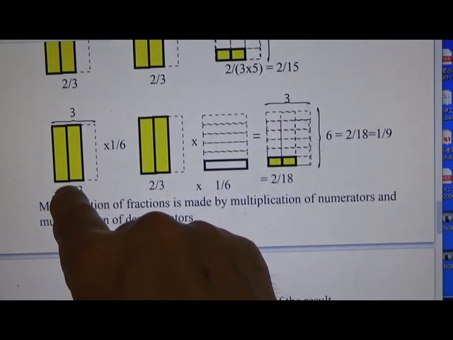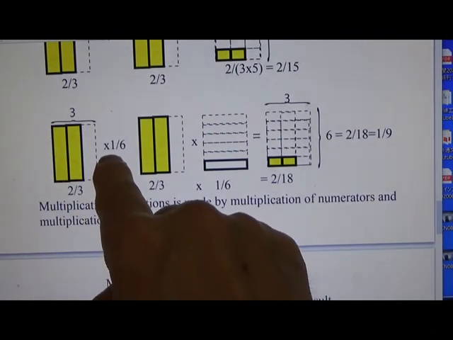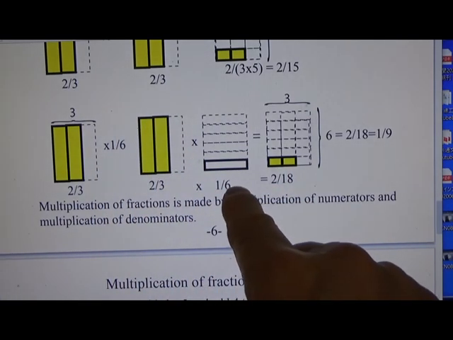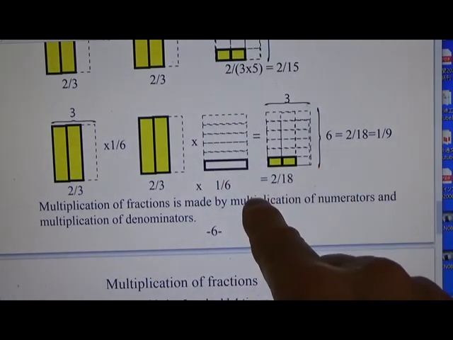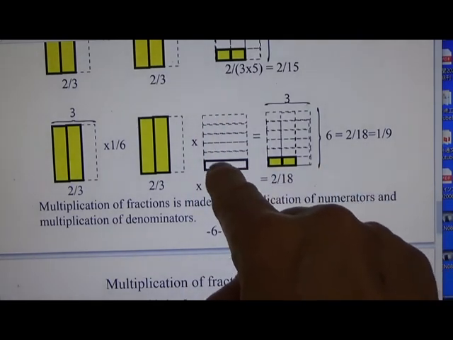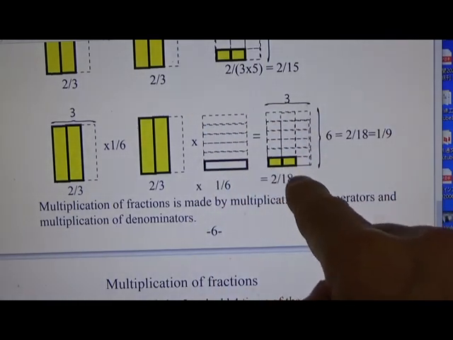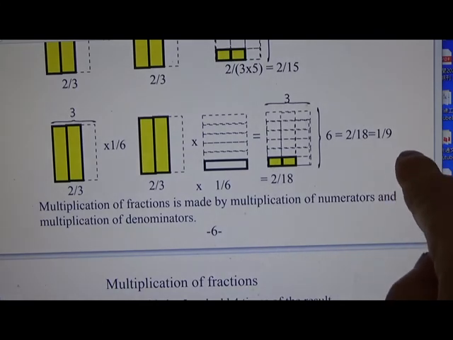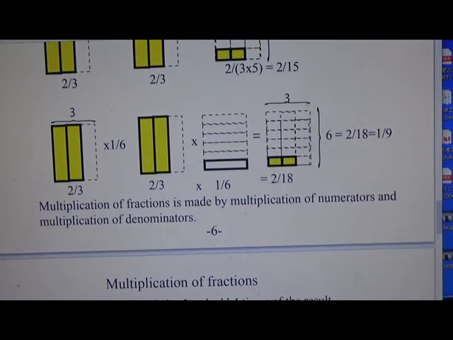Similarly, 2/3 multiplied by 1/6 is 2 divided by 3 multiplied by 6, which is equal to 1/9. Multiplication of fractions is made by multiplication of numerators and multiplication of denominators.